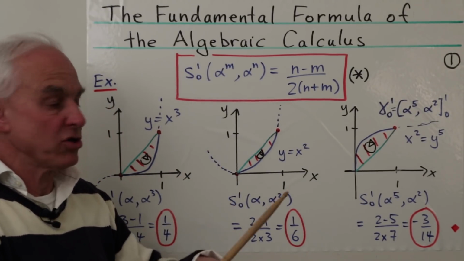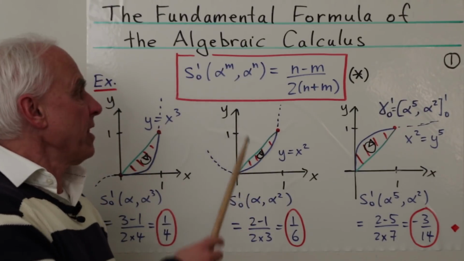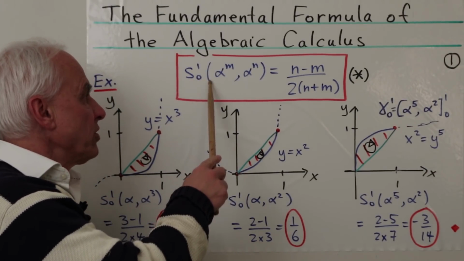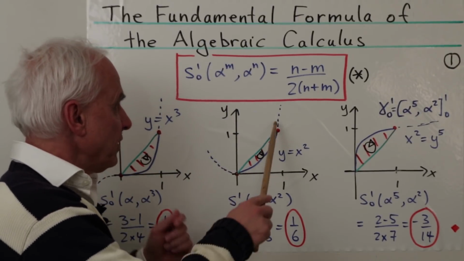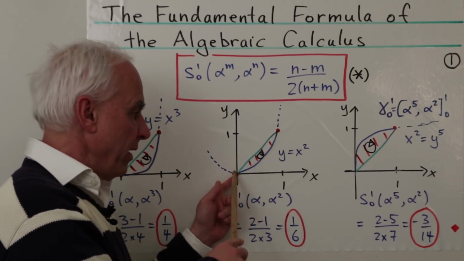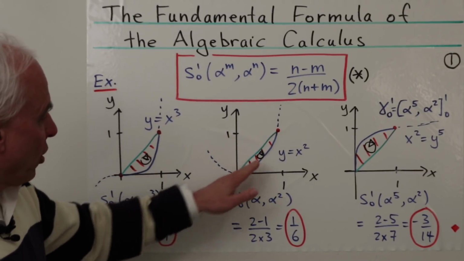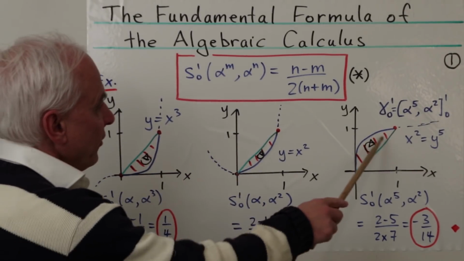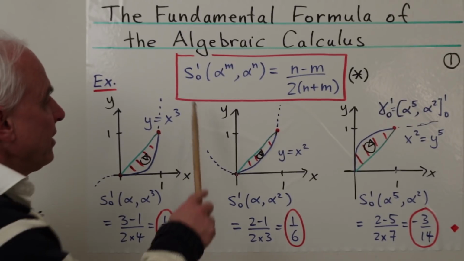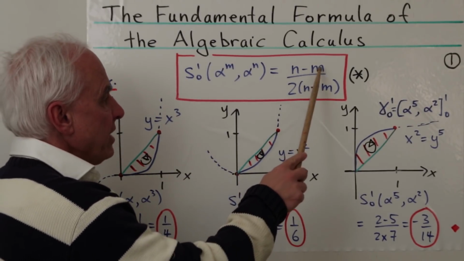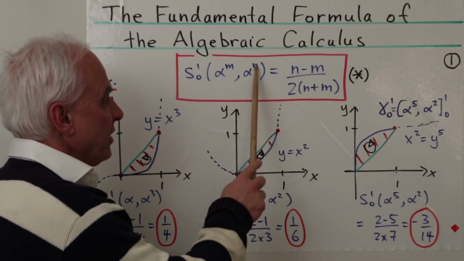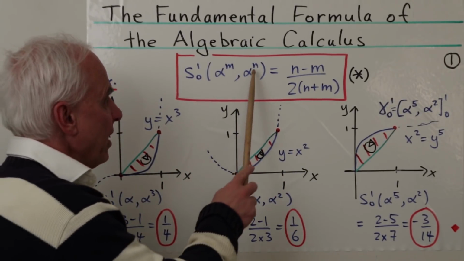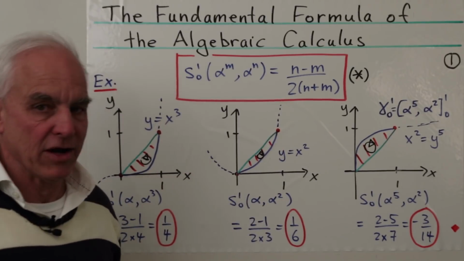That is, when the parameter, you can think of it as alpha, runs from 0 to 1. So when we're at 0, we're at the point 0, 0, and at 1, we're at the point 1, 1. So all of these curves are going from 0, 0 to 1, 1. And we're getting curves that look like this or this or this. Okay, and the formula is that this thing turns out to be n minus m divided by 2 times n plus m. So the difference divided by the sum, and also a factor of 2.